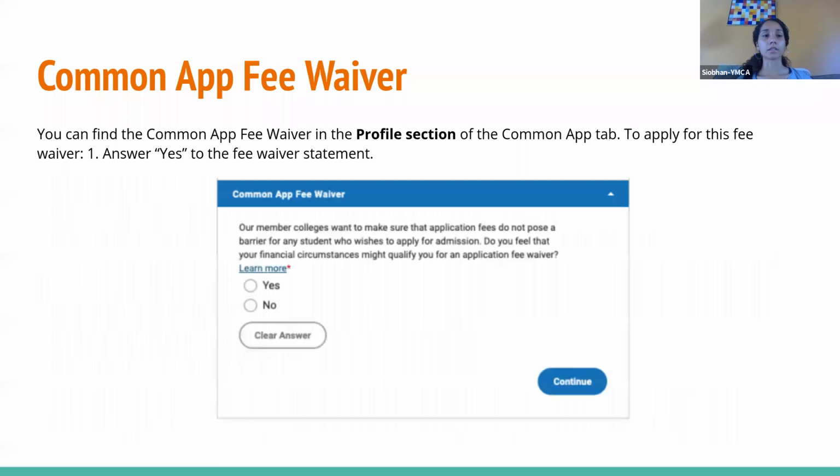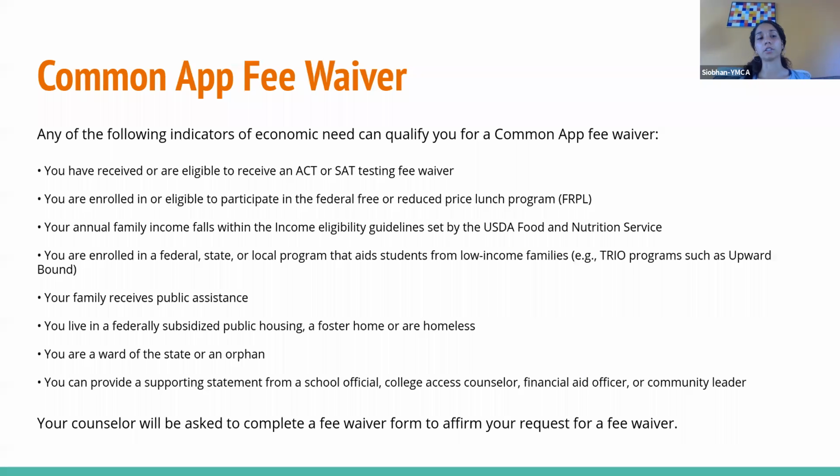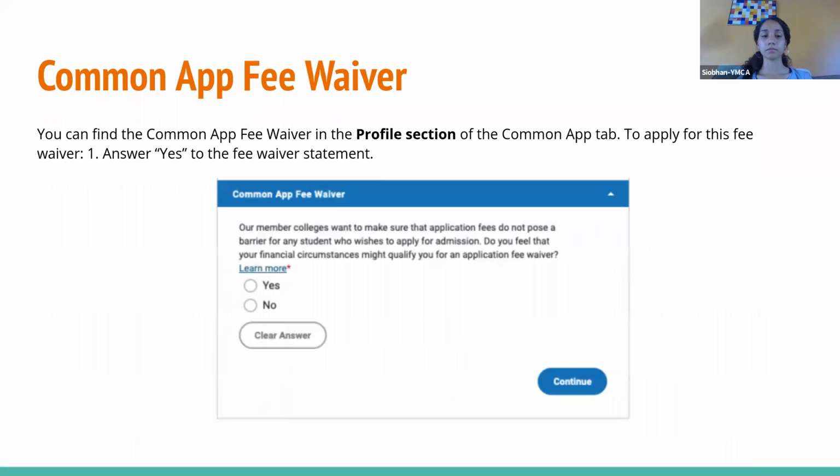And this is what it looks like on the Common App. Under the profile section, when you get there, you answer yes to this question, which says, our member colleges want to make sure that application fees do not pose a barrier for any student who wishes to apply for admission. Do you feel that your financial circumstances might qualify you for an application fee waiver? If you meet any of the criteria that I just listed, you would click yes and then continue.